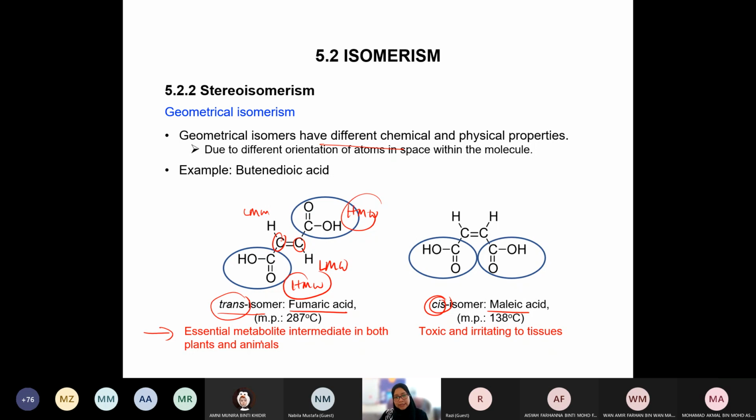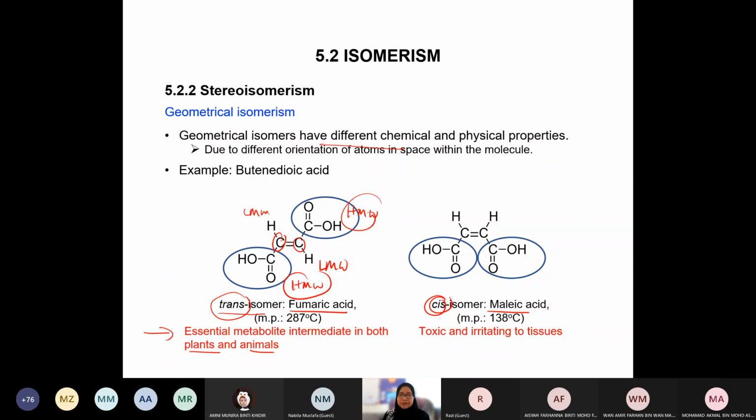Fumaric acid, in our daily life, is an essential metabolite intermediate in both plants and animals. It means an intermediate before they form something else. Very essential, very important. But this one, maleic acid, on the other hand, is very toxic and irritating to tissues. See, their behavior is different, like yin and yang. Yin is black, this is white. One faces up, the other faces down. It looks the same, but it's different.